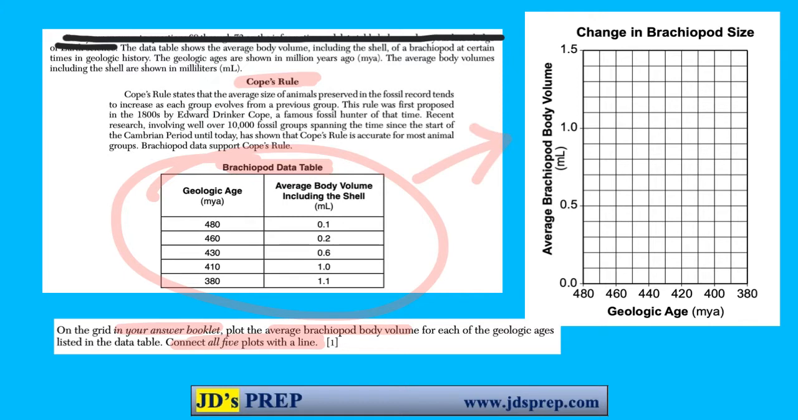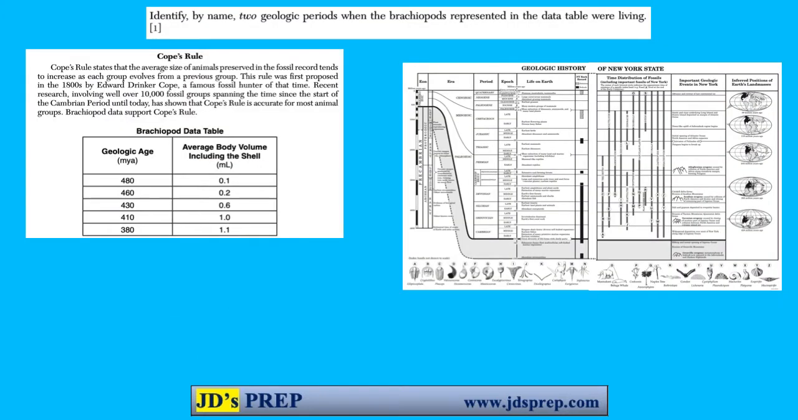First things first, you're going to take the numbers and plot them using a dot. I'll do that now. Those are the data points right there, and then they've asked us to connect all 5 plots with a line, which I'll do now. Looking something like this. Next, we're being asked to identify by name 2 geologic periods when the brachiopods represented in the data table were living.